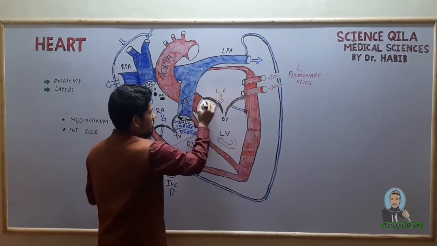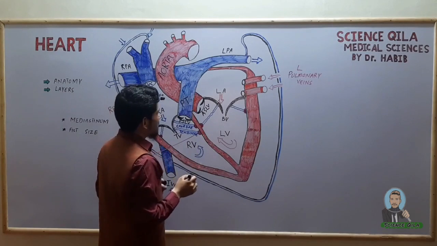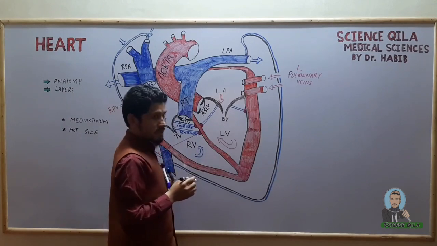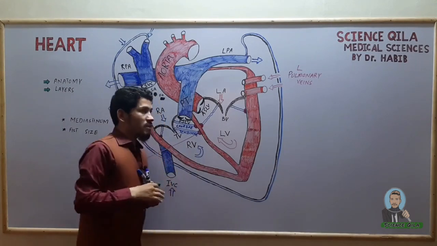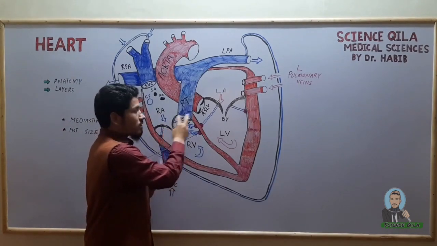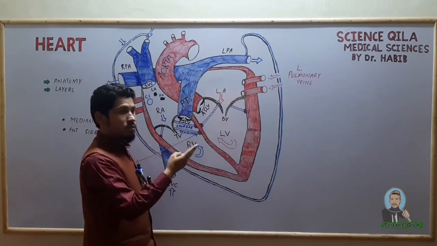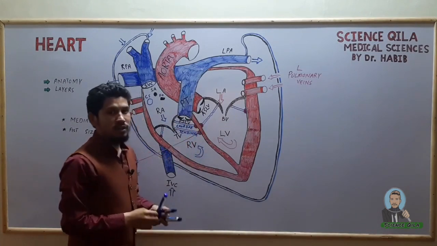So you can remember now that there are 4 chambers of the heart: right and left atria, right and left ventricles, and there are 4 valves of the heart: the atrioventricular valves, the left and right atrioventricular valves, and the semilunar valves, the aortic and pulmonary semilunar valve.